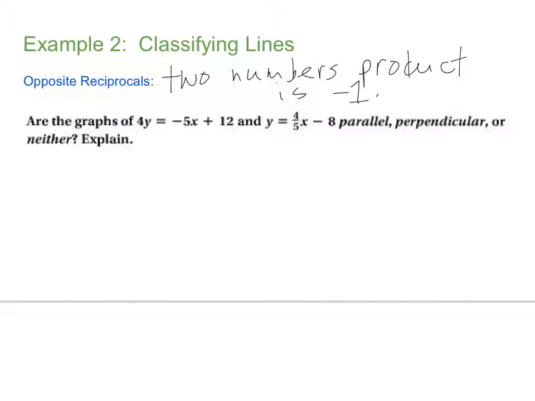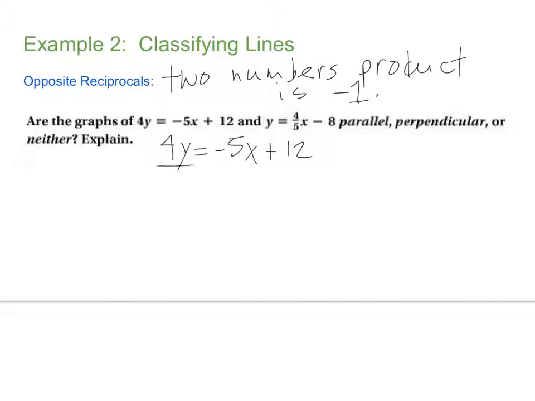All right, are the graphs of 4y equals negative 5x plus 12 and y equals 4/5 x minus 8 parallel, perpendicular, or neither? So we'll remember that parallel means the slopes are the same, perpendicular means when we multiply them together we get negative 1, and if neither of those conditions are true, then they are neither parallel nor perpendicular. So we'll take a look at the slopes first. The first thing we have to do is get y by itself and put the equation in slope-intercept form, which is y equals mx plus b.